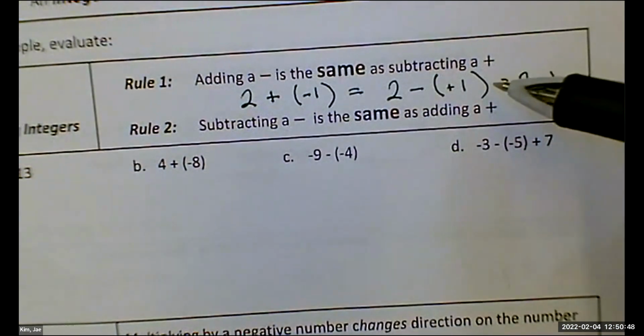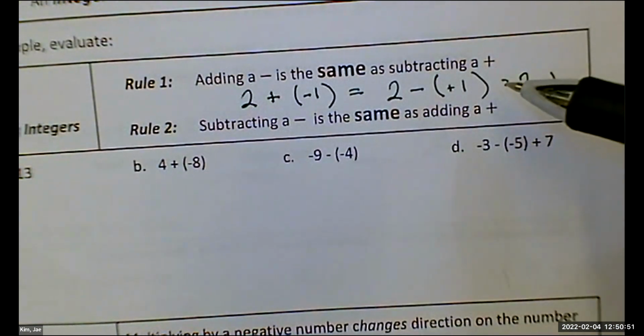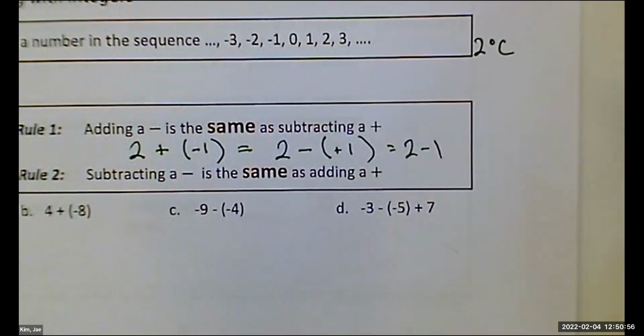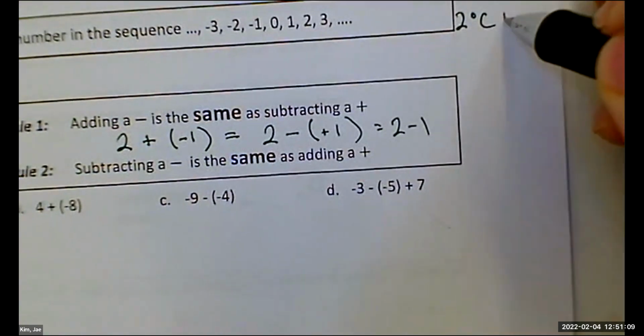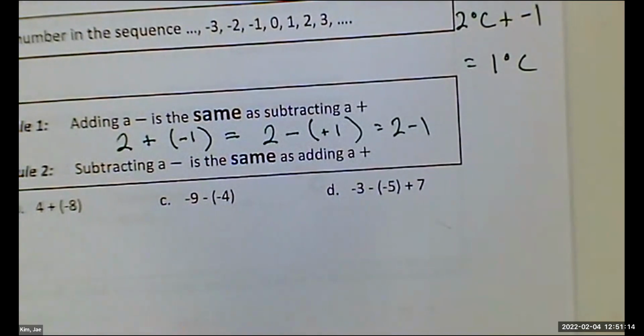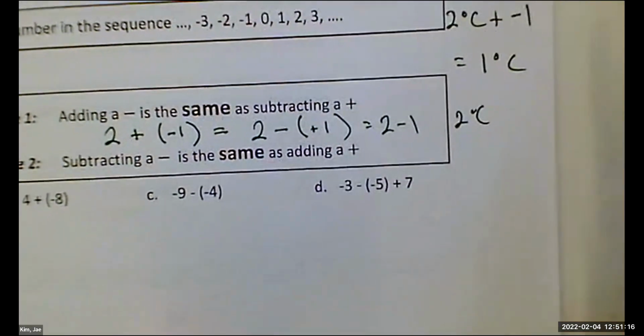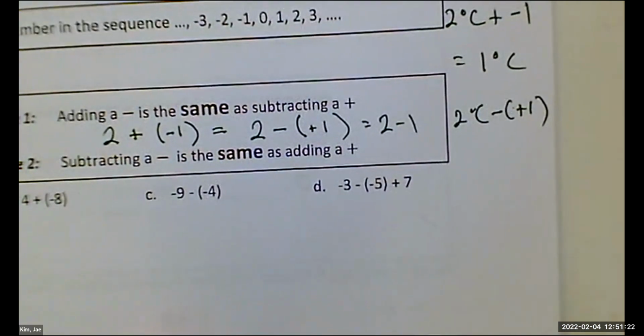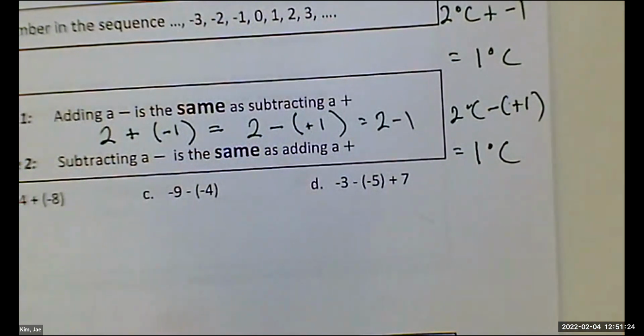I could explain that in two different ways. One is that it makes sense if you think about it like temperature. Let's say, for example, outside it's 2 degrees, and I add a negative temperature to it. In other words, I'm adding cold to it. Does the temperature go up or down? If I'm adding cold to it, it goes down. So I'm adding a negative, it becomes 1 degree Celsius. In the same way, if I'm subtracting a positive number, I'm taking away a positive number, well, it's the same idea.